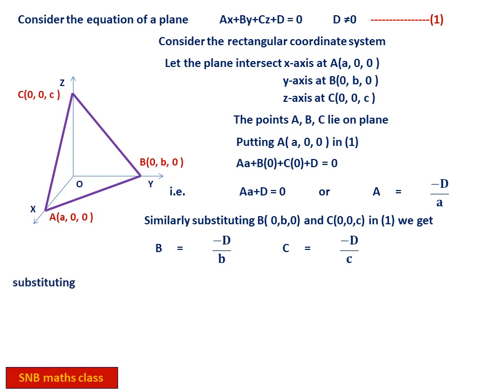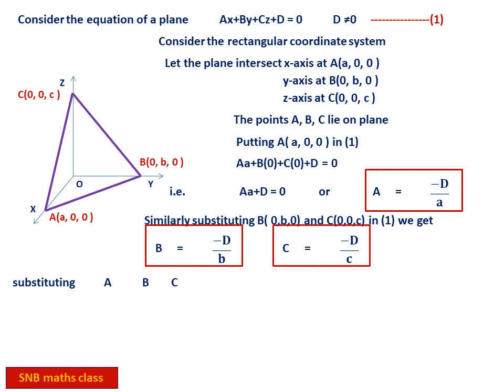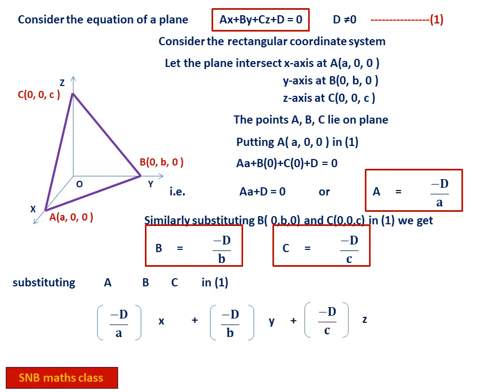Now let us substitute this in 1. So what do we get? A is -D/a, B is -D/b, and C is -D/c. All these three values, let us substitute in 1, so that we get (-D/a)x + (-D/b)y + (-D/c)z + D = 0. So this is the first thing.